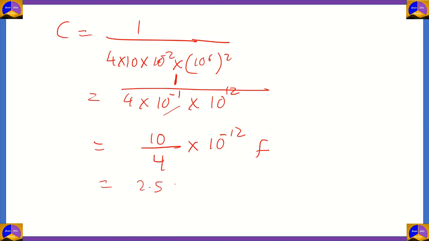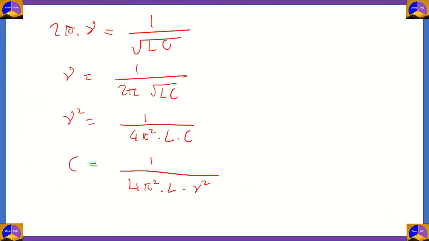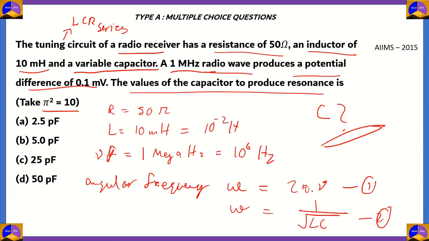is the same as a picofarad. So 2.5 picofarads is the right answer. And that is the right option, which is option A. So option A, 2.5 picofarads, is the right answer. And remember, we didn't use all of the values given here. We just used the values that were relevant to us, the inductance and the frequency. And we used the formula omega is equal to 2 pi nu, and omega is equal to 1 by root of LC.